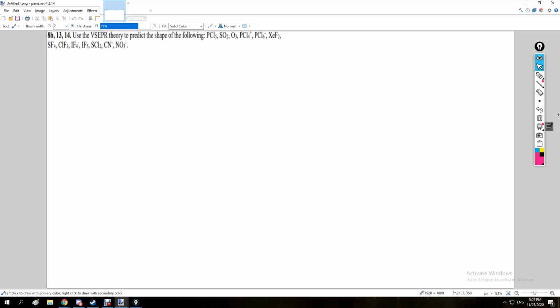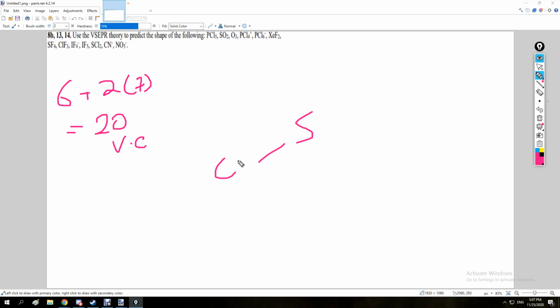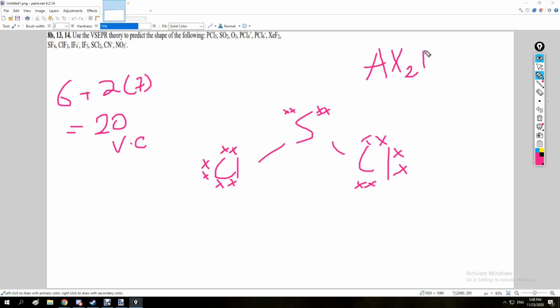Next up, SCl2, 6 plus 2 times 7, meaning we have 20 valence electrons. We'll draw the S as the central atom connected to the 2 Cl's, and we'll start filling the octet. You can represent the electrons as dots or crosses. It is completely up to you. So 16, and we have 4 valence electrons left over, which we will put on the central atom in the form of 2 lone pairs. This will be AX2E2, which is V-shaped. It's a polar shape, and this molecule will be polar.